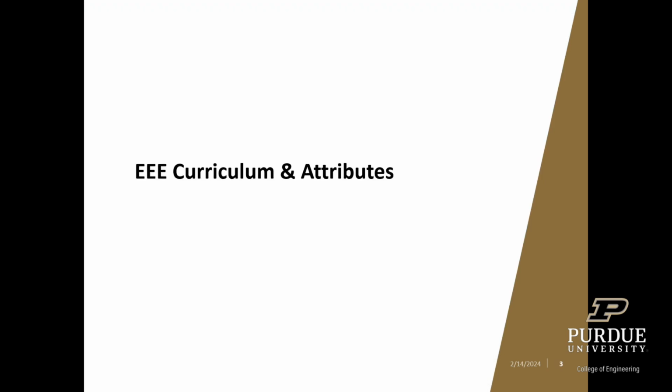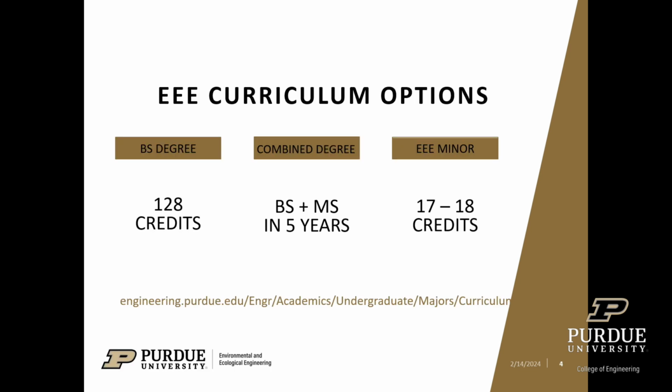So I'm going to start focusing on curriculum opportunities and attributes of our program. This slide looks at what curriculum options we offer to students at the undergraduate level. Today's presentation is primarily going to be focusing on the BS degree program, but we do also offer an EEE minor and a combined degree program. First, I'm going to begin with the BS. It requires 128 credits, and that's very achievable within a standard 4-year plan of study.